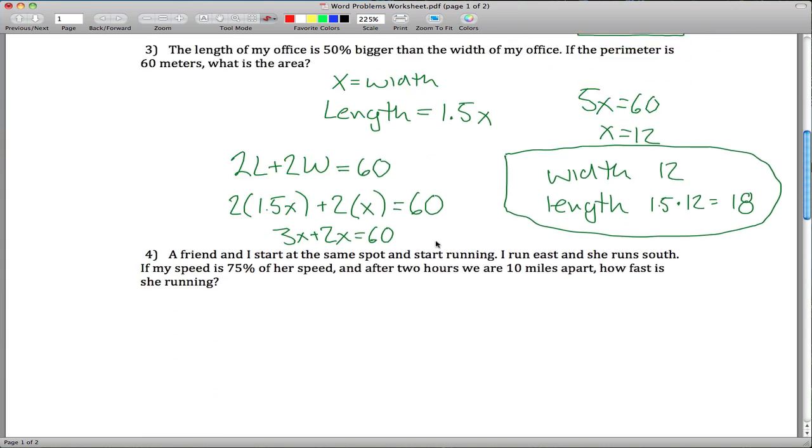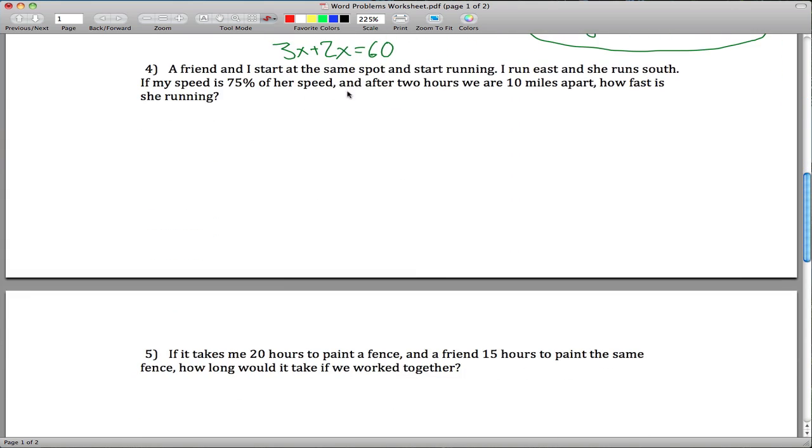All right. A friend and I start at the same spot and start running. I run east, she runs south. So she's going this way, I'm going this way. My speed is 75% of her speed. So maybe her speed, x equals her speed, and 0.75x equals my speed.